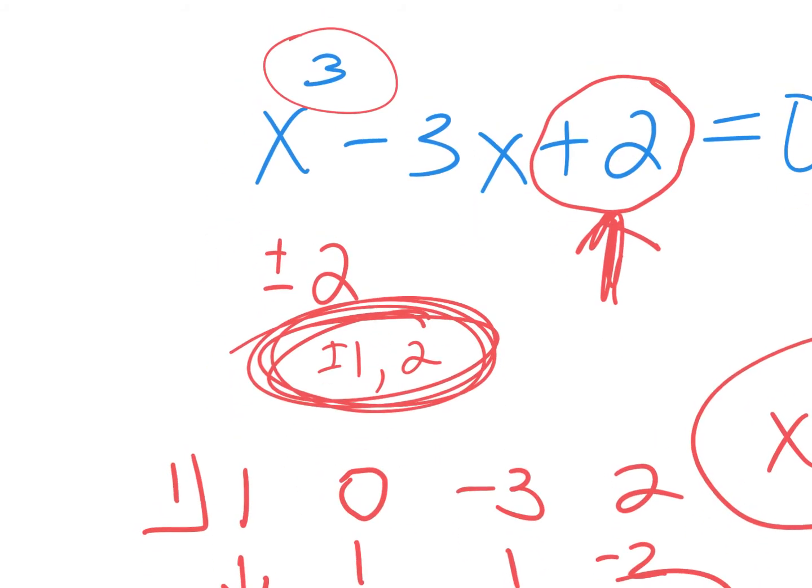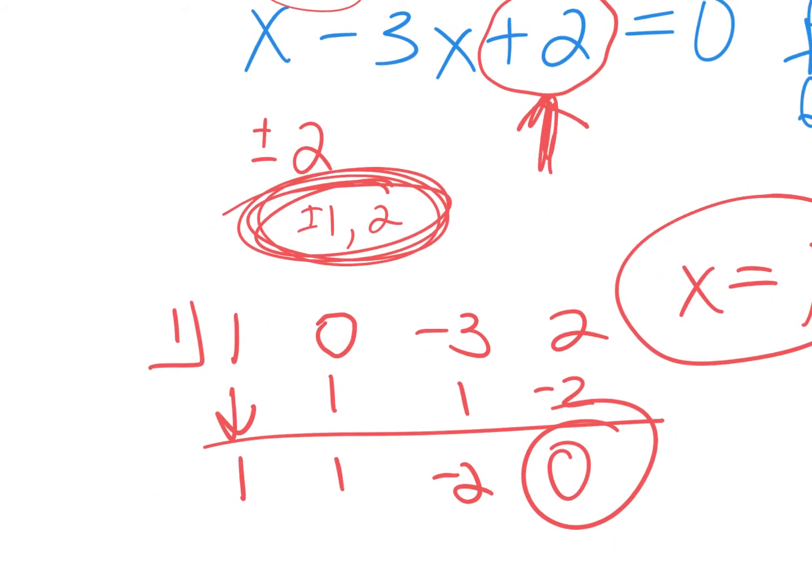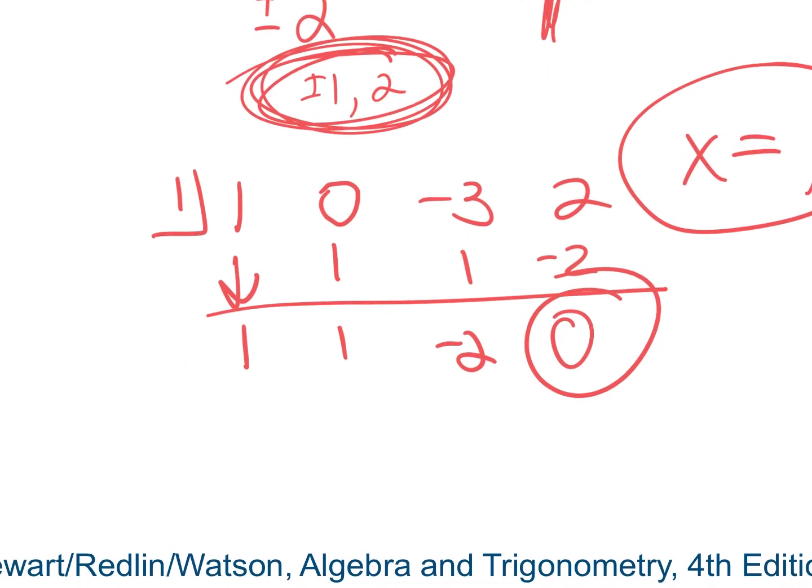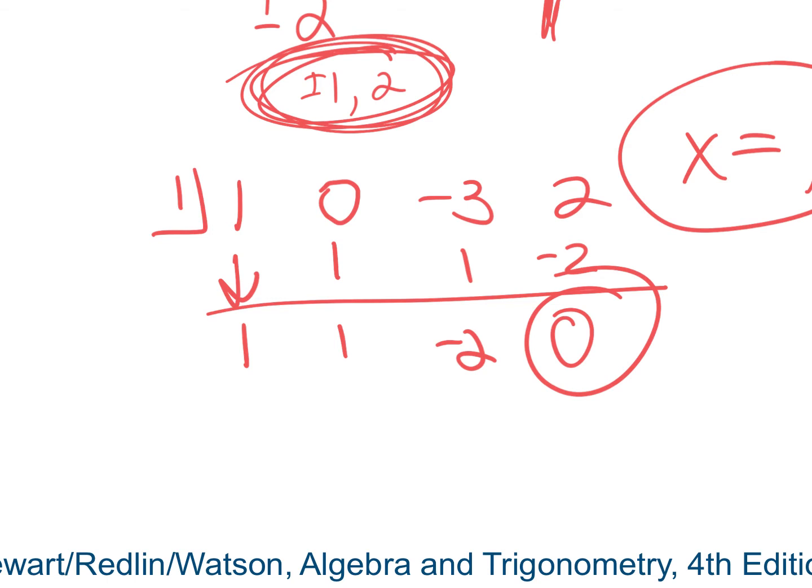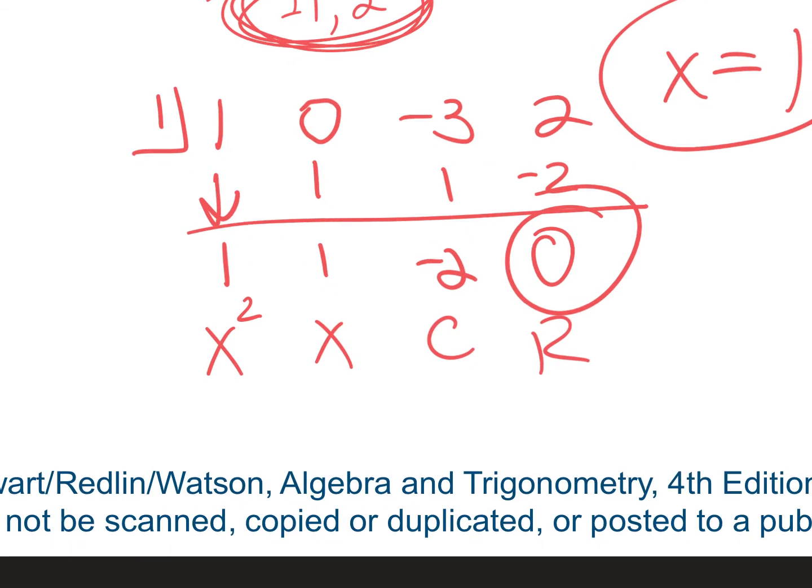A lot of times when you do P over Q, you use synthetic division, you get your answer, and then you have to write your resulting polynomial. How would I write my resulting polynomial here? This is x what? Squared. This is x. This is my constant, my remainder. So I'm left with x squared plus x minus 2 equals 0.